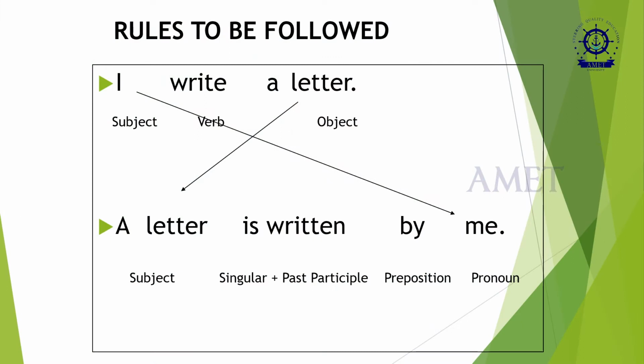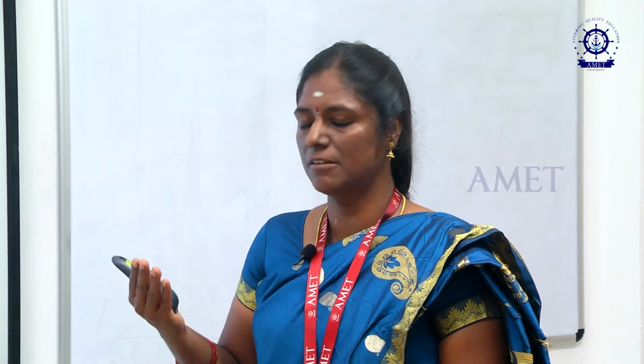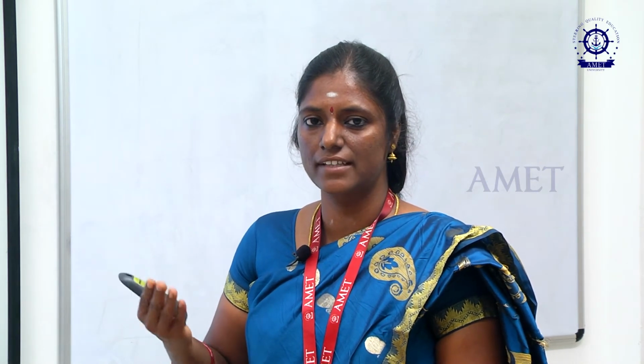So, letter is written by who? The question mark, that is I. The I should be changed into object pronoun, that is me. For example, if he is there, he writes a letter. A letter is written by him. He should be changed into him.